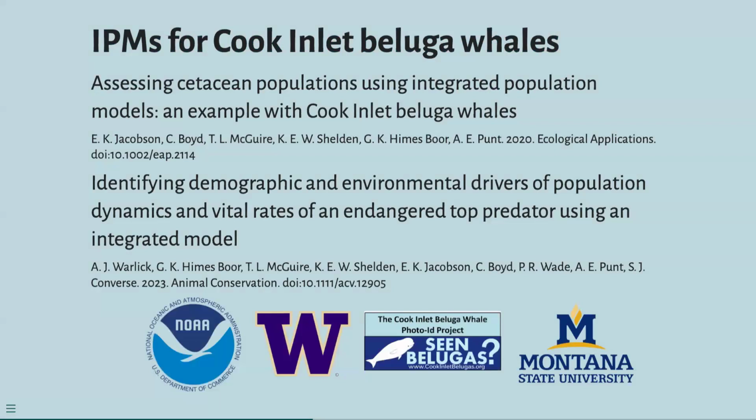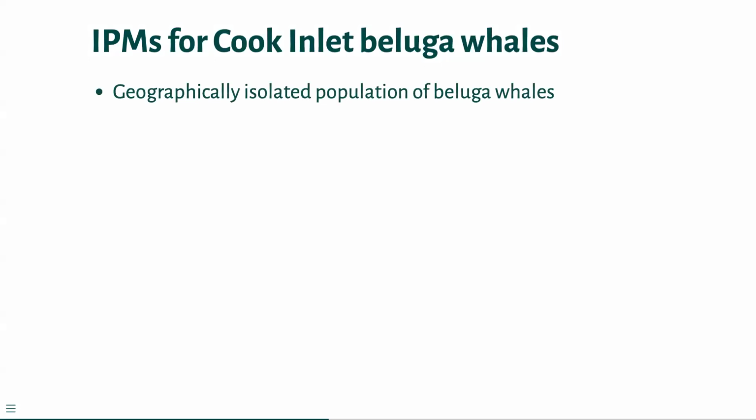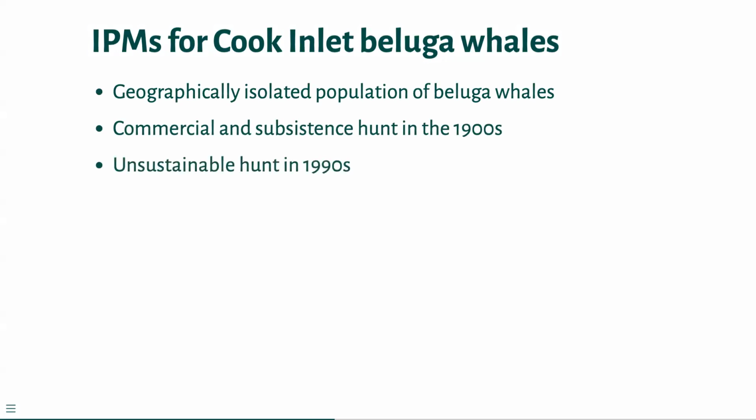The second example I'm going to give for integrated population models came out of my time as a postdoc here at the University of Washington. This was a set of projects for Cook Inlet beluga whales. Cook Inlet beluga whales are a geographically isolated population of beluga whales in Cook Inlet, Alaska, that were subjected to commercial and also subsistence hunt in the 1900s, leading to what was ultimately found to be unsustainable hunt in the 1990s. This population has been protected since about the year 2000, so no documented hunting at all, which you would think would give them the ability to rebound.